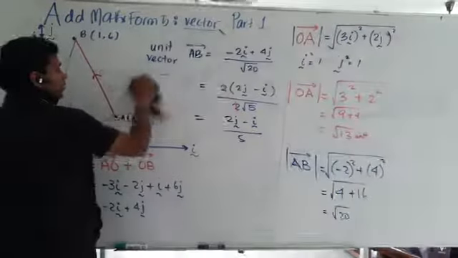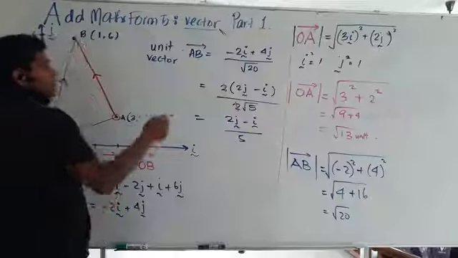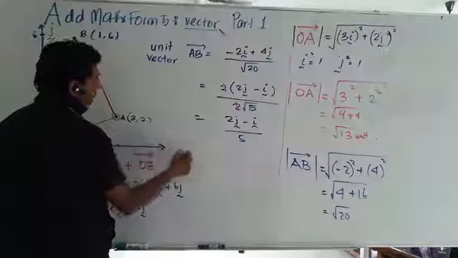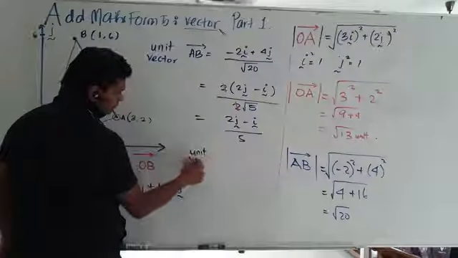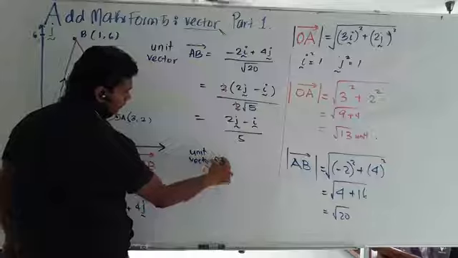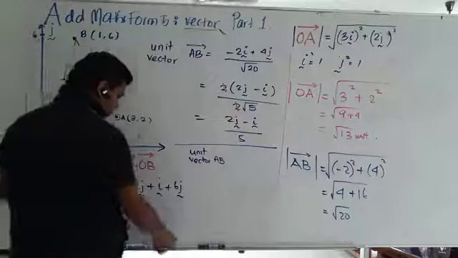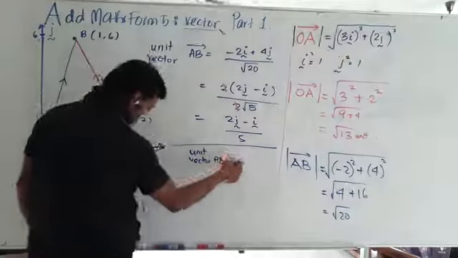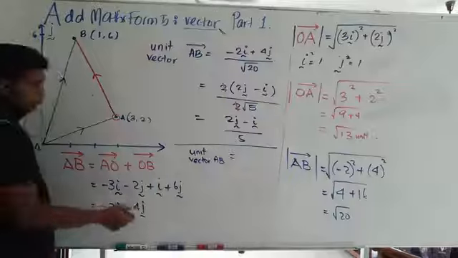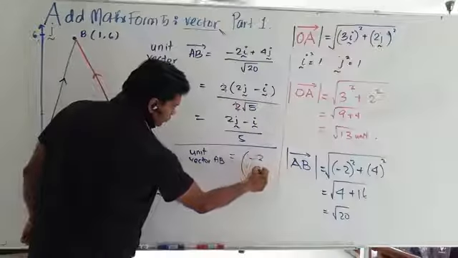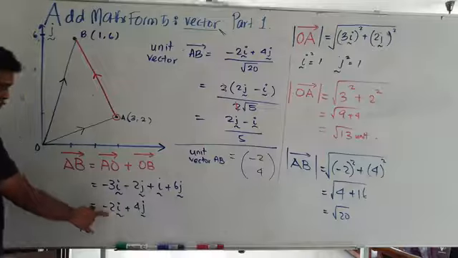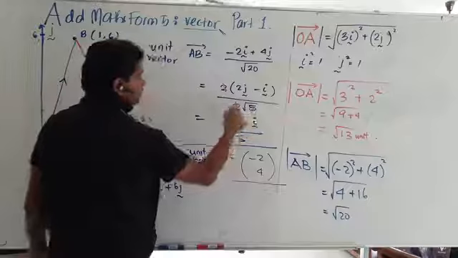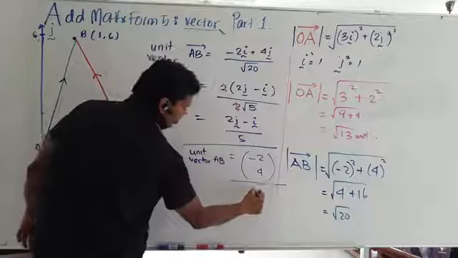Another way of writing the unit vector should be like this. Not using this, but I'm going to use the column vector. So again, unit vector of AB. Use the column vector. The column vector here is negative 2 and 4. So I'm going to write negative 2 and 4 over square root 20. But square root 20 can be written like this. Can you see that? So I'm going to write it this way.